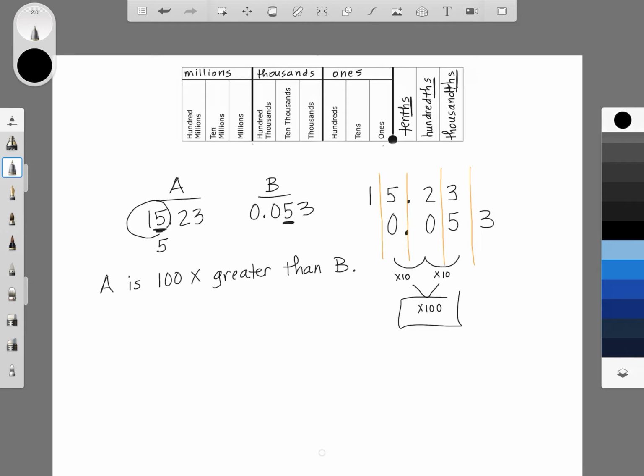In fact, we should have put the place value on these first. So that's a 5, and this is a 5/100. And it is 100 times bigger. So that's how you do it. Very similar to what we already did with just whole numbers. And that is place value with decimals.